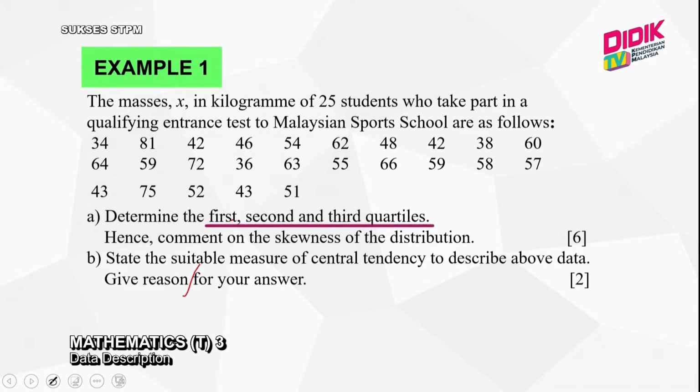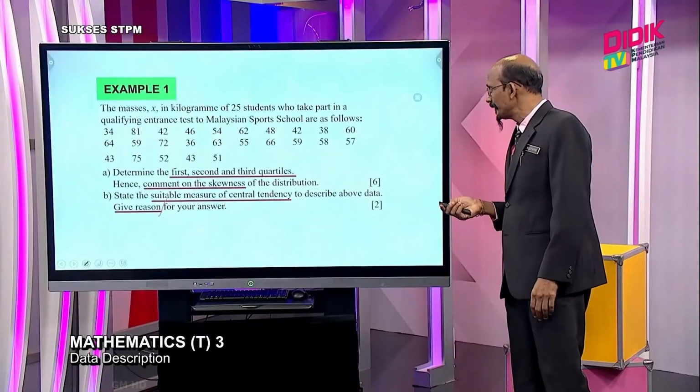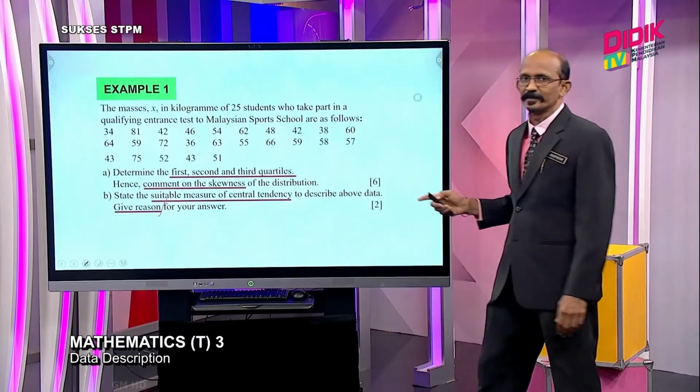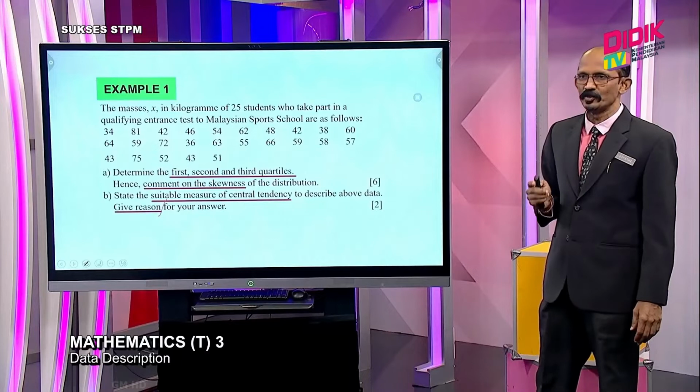If you notice, first we have to find the three quartiles. Then we have to comment. Then we have to determine the suitable measure of central tendency, and then we have to give reason. Let us check the working. Before you can do the first part, you have to rearrange your data.